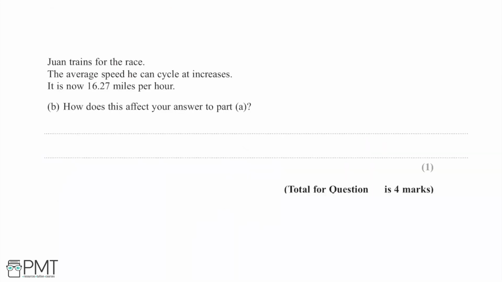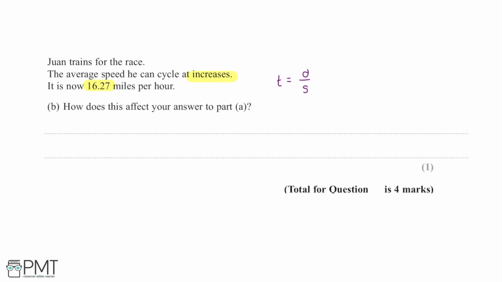I'm now told that Juan trains for the race. The average speed he can cycle at increases, and it's now 16.27 miles per hour. And we're asked, how does this affect your answer to part A of the question? So in order to work this out, I'm going to go back and have a look at the equation that we used. So I used the fact that time is equal to distance over speed.